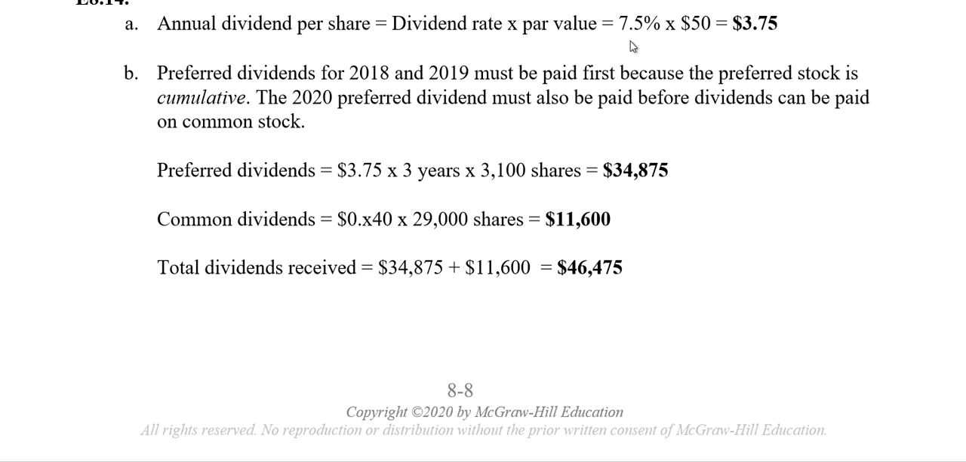Okay. Now we have outstanding for all 3 years 3,100 shares outstanding. So we're going to multiply that annual dividend per share amount times the 3 years times the 3,100 shares because those shares are cumulative. And then we get 34,000, okay? And then we're going to issue 40 cents to our common stockholders and they get 11,600.